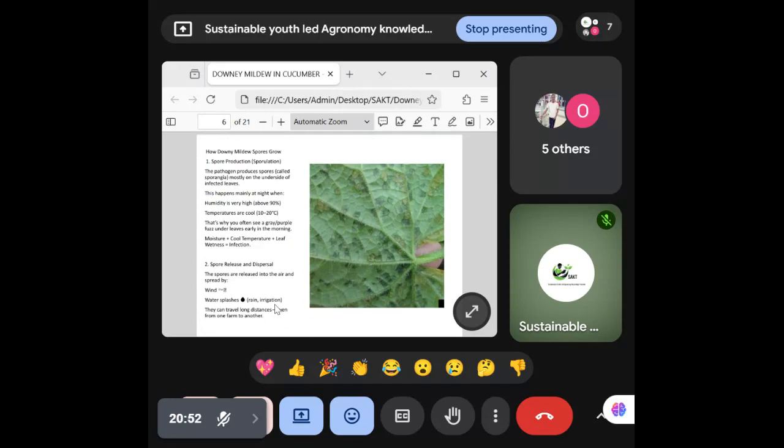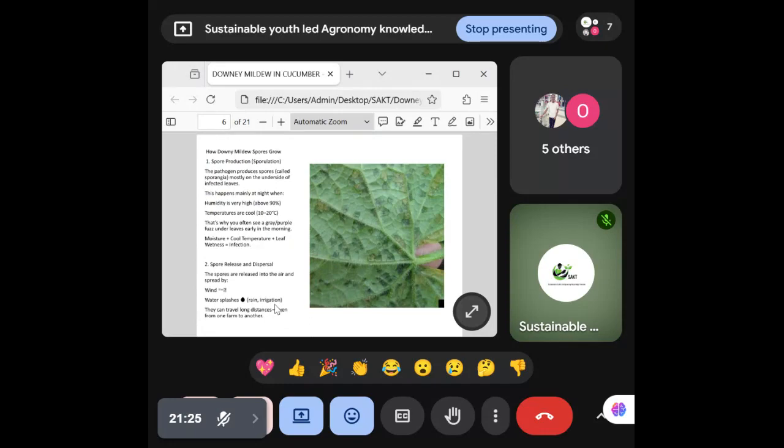The pathogen produces spores called sporangia, mostly on the underside of the infected leaf. This happens mainly at night when humidity is very high. At night the temperature seems to be very, very cold, from 10 to 20 degrees Celsius. That's why you often see a gray or purple fuzz under the leaf early in the morning.